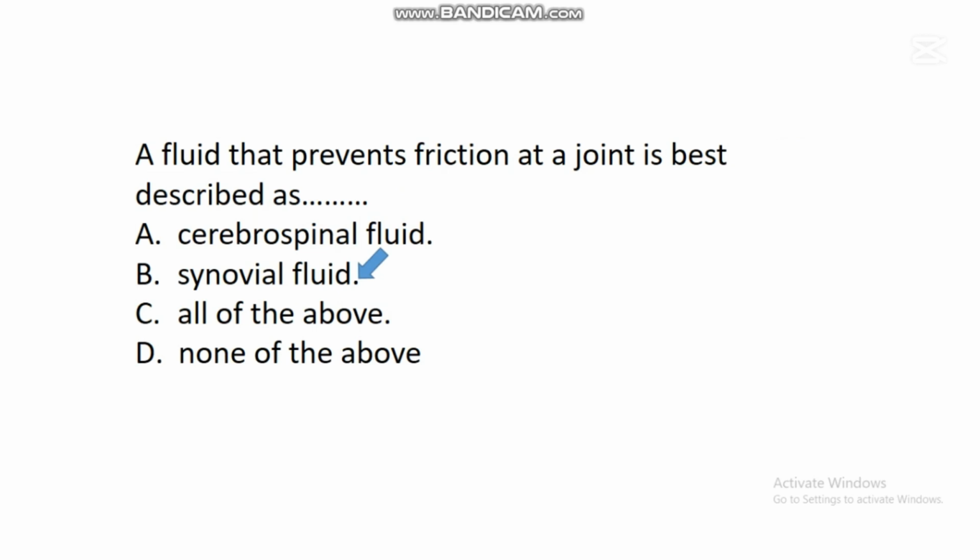Synovial fluid. A synovial fluid is a fluid that lubricates the joints, and as this fluid lubricates the joint, it reduces or prevents any form of friction that can occur between bones at a joint. So if anything goes wrong in the synovial fluid concentration at a joint, definitely the joints will not be stable. The bones at the joint will not be stable, so they can rub each other.